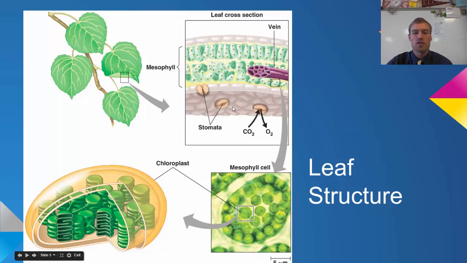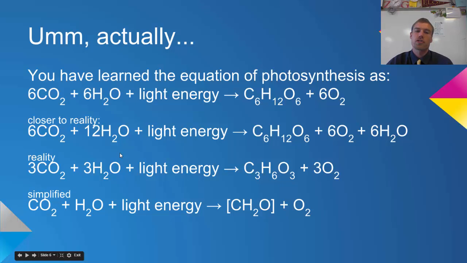And then you've also got the stomata, which is where carbon dioxide goes into the leaf, and then oxygen comes back out. Inside the leaves, you've got, again, those mesophyll cells, and they have the chloroplasts inside, and the chloroplasts have their own specific structures.